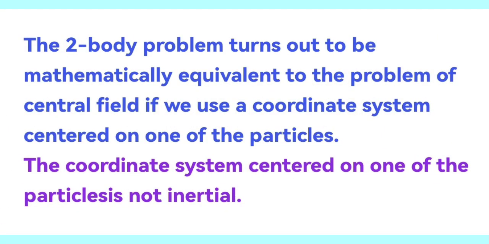The two-body problem turns out to be mathematically equivalent to the problem of central field if we use a coordinate system centered on one of the particles. Then the potential energy will depend only on the radius vector of the second particle. Note that the coordinate system centered on one of the particles is not inertial, since it will move along with the motion of this particle.